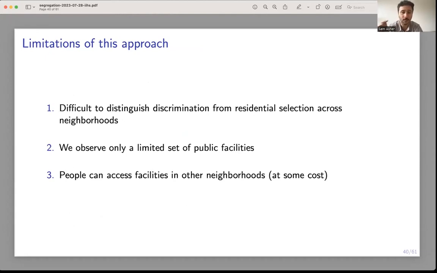To be very clear, I'm using the word disparities here, not discrimination. We don't know whether it's discrimination exactly. I think a lot more work is needed on this because, of course, the provision of public facilities is a complicated negotiation between all sorts of different actors, and we're just seeing the outcomes. We're just seeing how likely there is to be a government facility in these neighborhoods. We only see a limited set of public facilities. We've broadened that out a bit in this paper, but still, we'd like to be able to see many more things. It's always possible that particular neighborhoods have more of one facility and less of another, even though in general, these things tend to be highly correlated. And of course, especially in urban areas, people can access facilities in other neighborhoods, though at some cost.